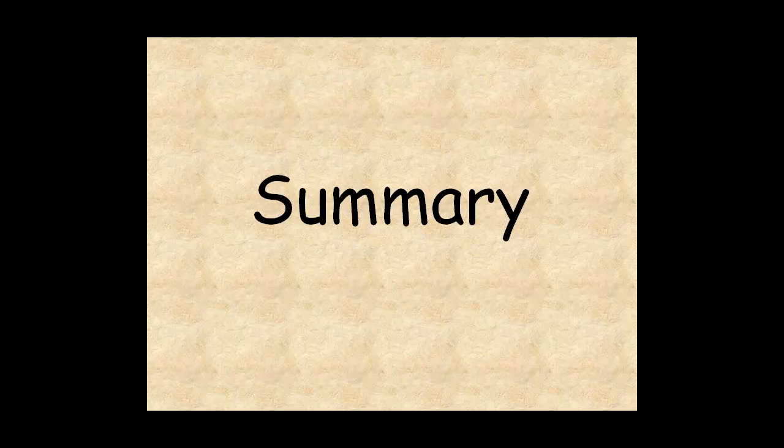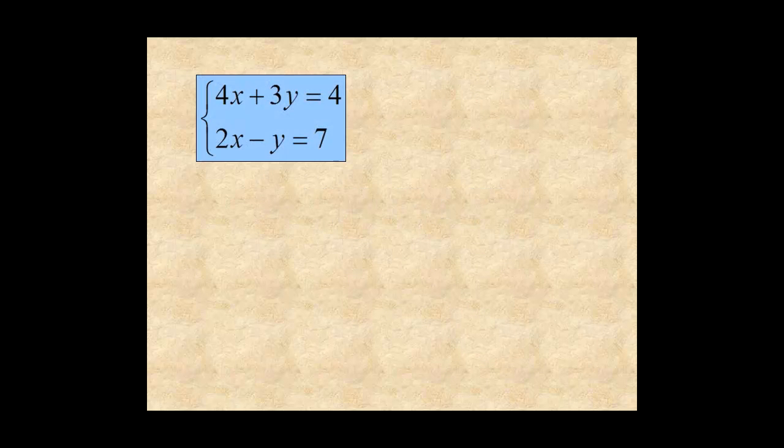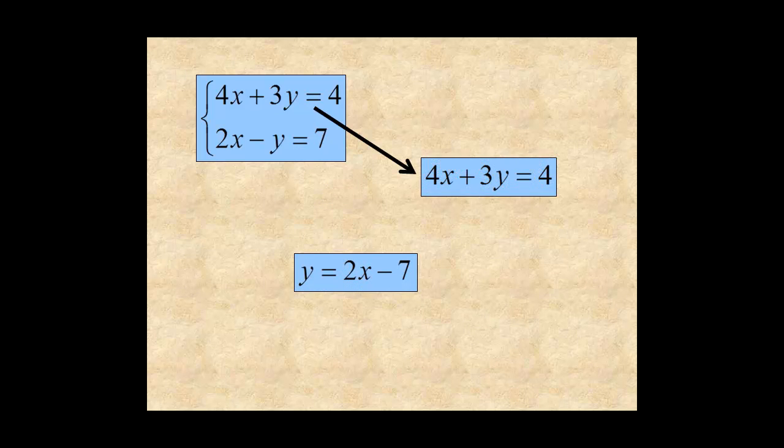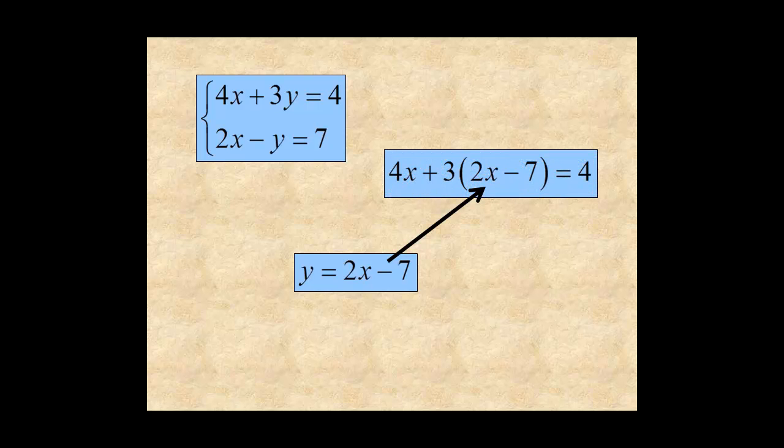To summarize, begin with the second equation because the y variable has a coefficient of -1. Solve the equation for y. Next, go back to the first equation and substitute y equals 2x minus 7. Now the equation only has an x variable. Solve for x equals 2.5.